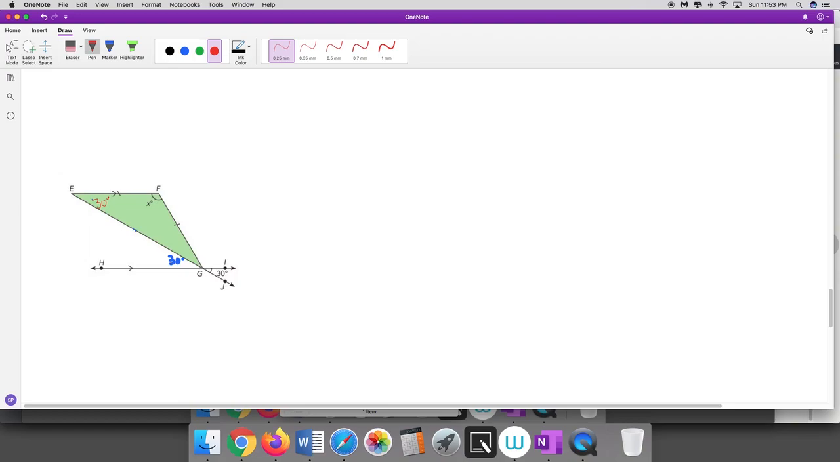So if this is 30, since this is an isosceles triangle with these two little marks here, these two sides are the same, which means these two angles are the same. So we know that 30 plus 30 plus x has to equal 180. 30 plus 30 is 60, plus x equals 180. I subtract 60 from both sides and wind up with x equal to 120. So there's the value of x. That's it.